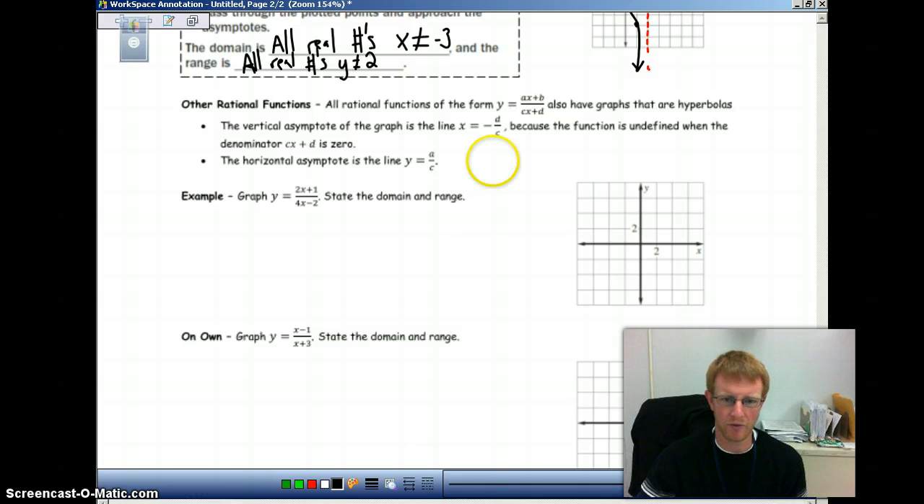So we have other rational functions that are going to look like this. So we're going to have a function over a function. So instead of it just being a number on top, now we have variable on top and we have variable on bottom. So this changes the way we do it.